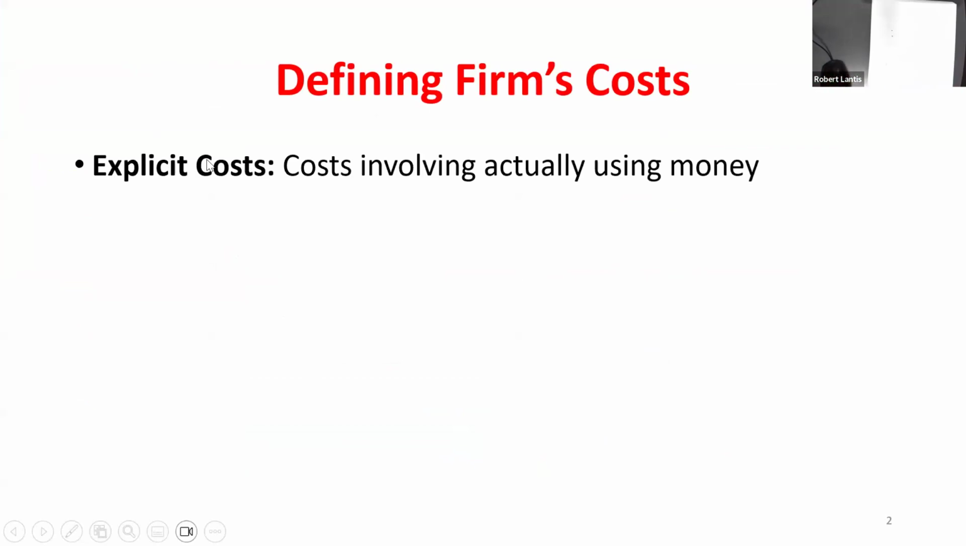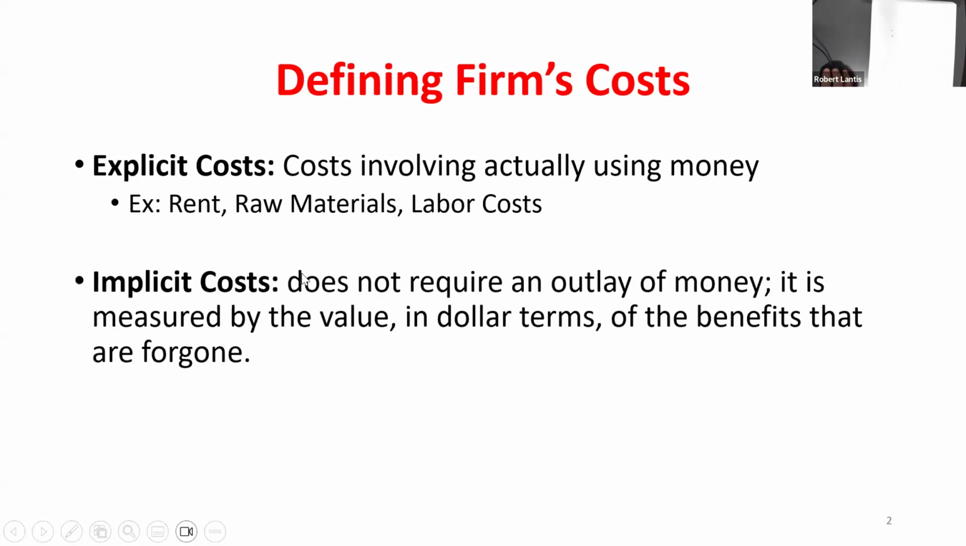So explicit costs, for a firm, are anything that they actually have to pay money for. The easiest way to think about it is anything they actually hand over money for. Physically handing it over might be through bank wires and things like that, but it's things I actually have to pay money for. So rent, raw materials, my labor, I have to pay them.